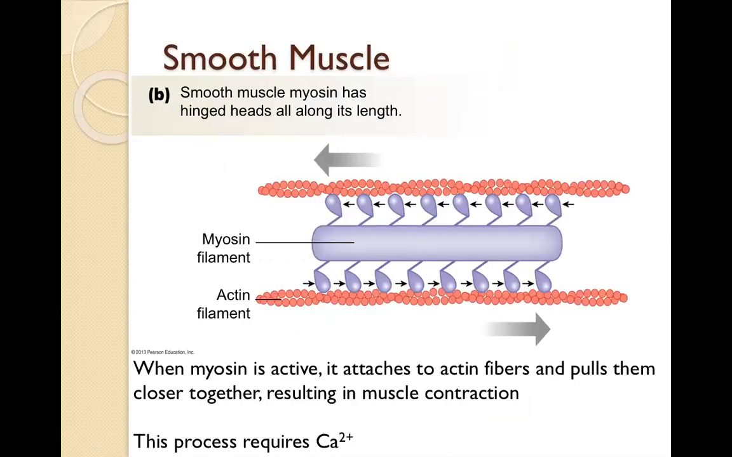Now, myosin, this thicker filament, has those heads along the entire length that can attach to the actin. And when the myosin is active, it will attach to the actin fibers and pull them closer together, resulting in muscle contraction. It is absolutely essential that there is calcium present when this happens. So you need the ion calcium.